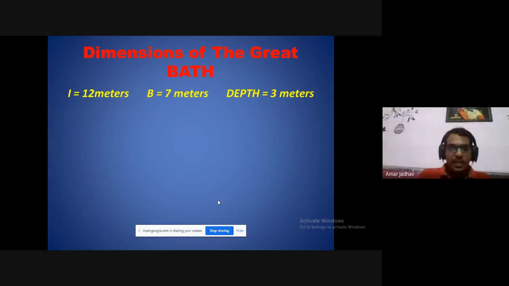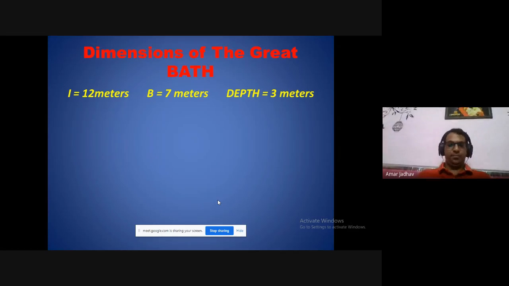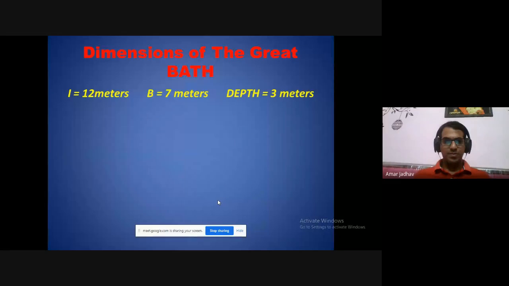I'm going to give you 1 minute, everyone, to find these 4 things for me: area, perimeter, volume, and vertical surface area. The time starts now. You have only 1 minute. Come on. Once you're done, put the answer in the chat box. Area is 84 square meter. Wow.